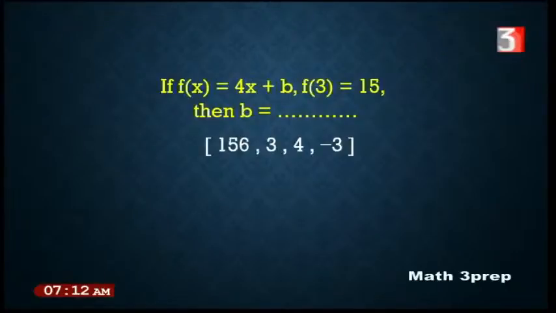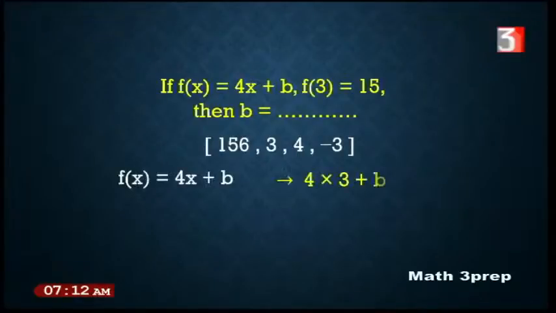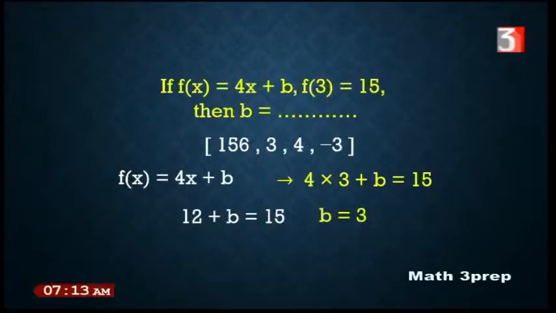All of you know that f of 3 equals 15. So the value of x equals 3. By substituting for the value of x as 3, and what about f of x? It is the y, by substituting for it as 15. So we can say that 4 multiplied by 3 plus b equals 15. So 12 plus b equals 15, by subtracting both sides of the equation by 12. So the value of b will be 3, which is the second choice.